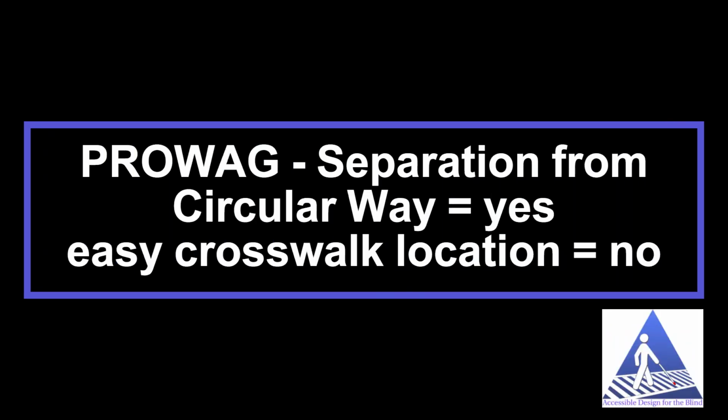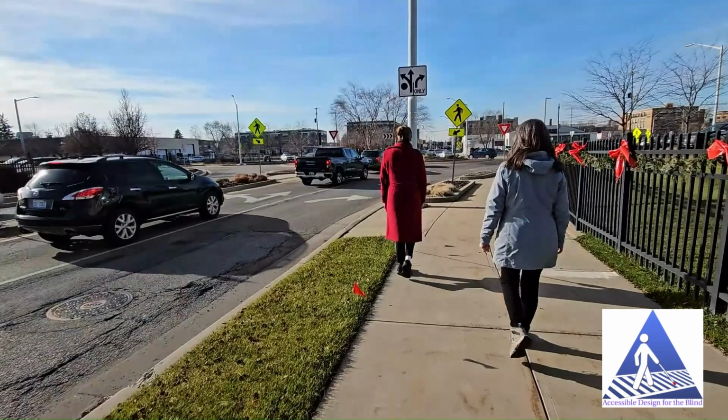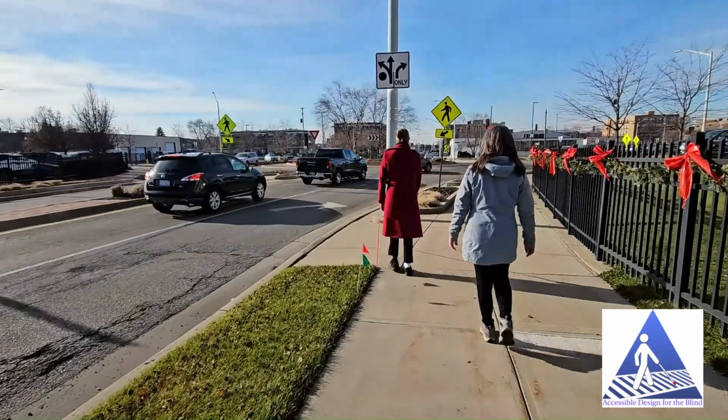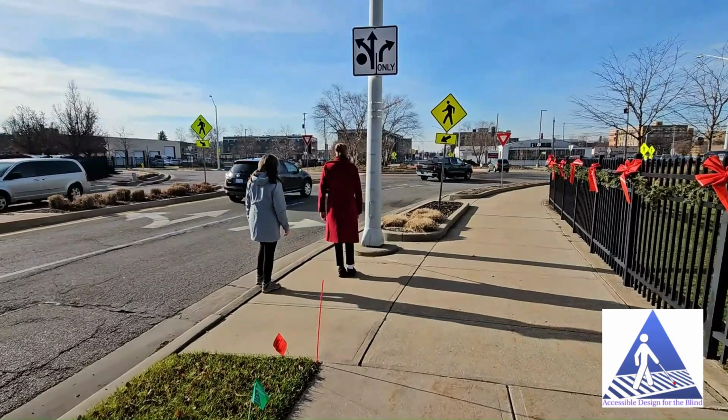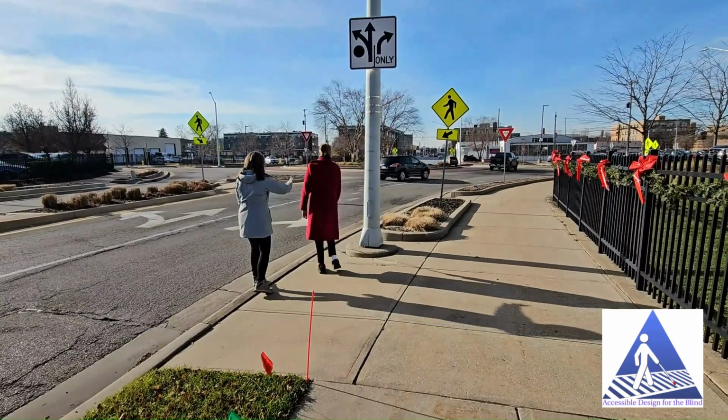Public rights-of-way accessibility guidelines. Separation from circular way equals yes, easy crosswalk location equals no. The pedestrian veers toward the parallel street. She locates the curb and gets turned around due to a lamppost.